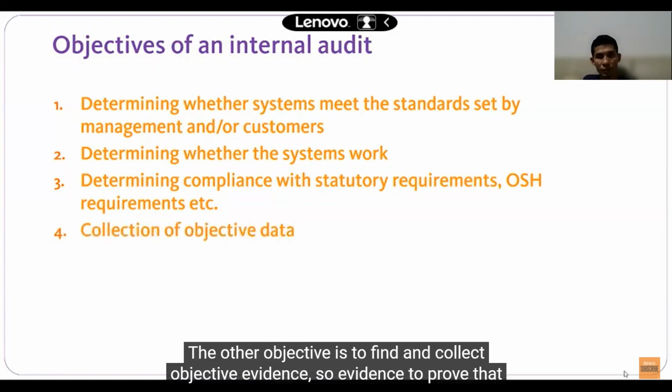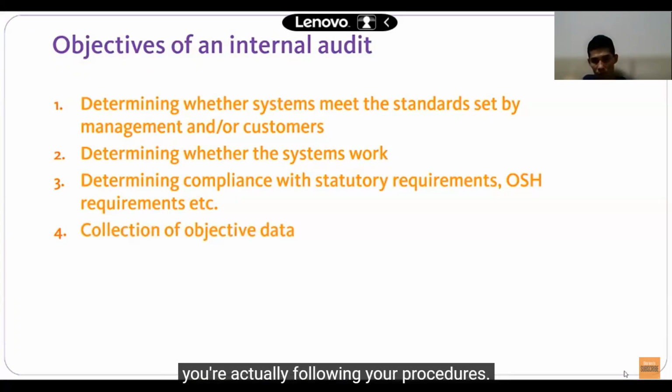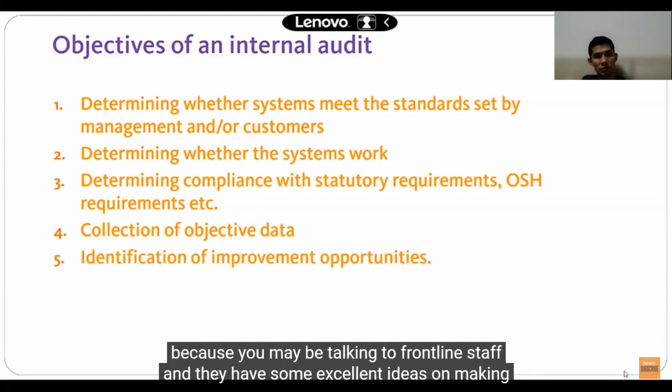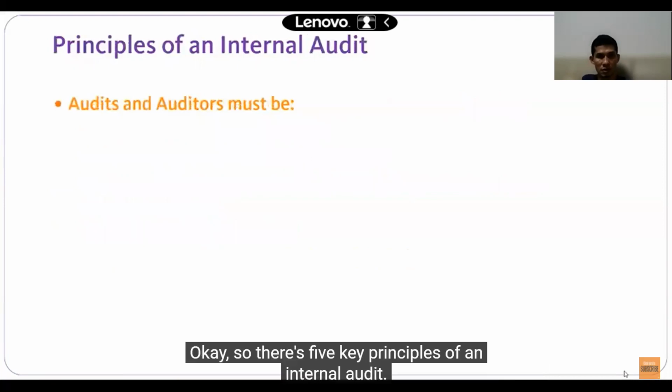The other objective is to find and collect objective evidence, so evidence to prove that you're actually following your procedures. And then finally, it's an ideal way for internal audits to find some improvement opportunities, because you may be talking to frontline staff and they have some excellent ideas on making improvements. Okay, so there are 5 key principles of an internal audit.